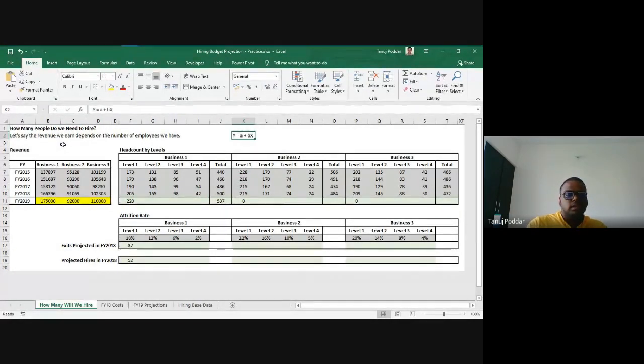This is the relationship that we'll try to establish using the previous data. We have about four years of data about revenue and headcount. Using this, we'll try to say that if this is the revenue, then what is the headcount going to be? So for about $110,000, what will the headcount be for business three in FY19?